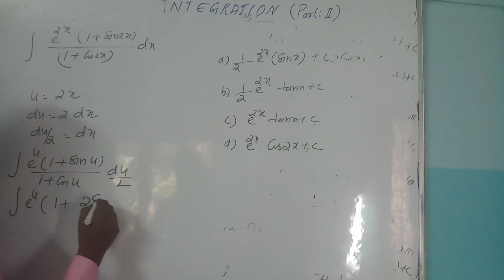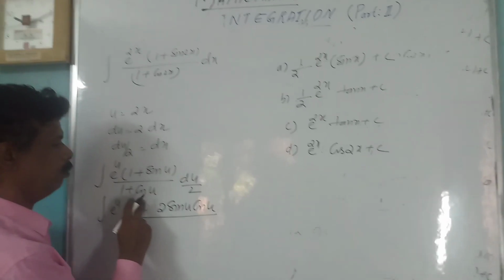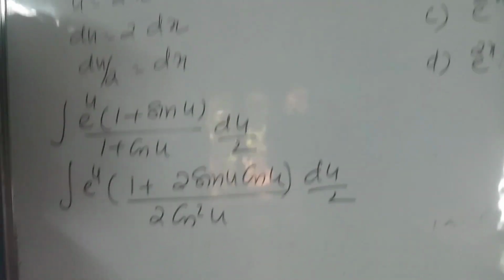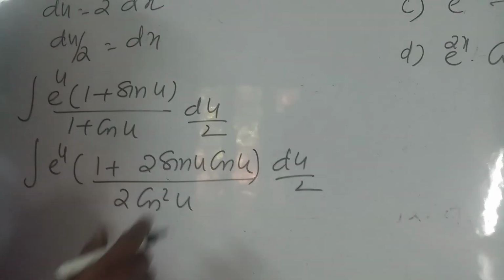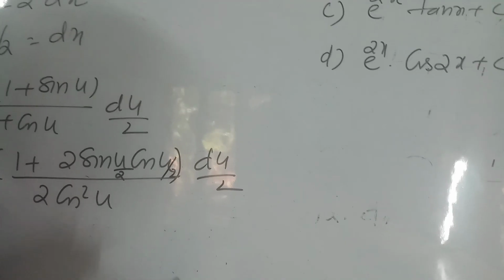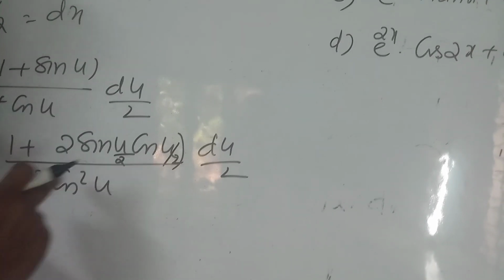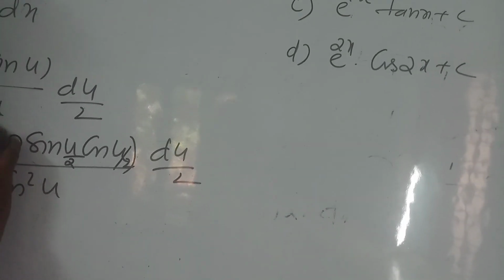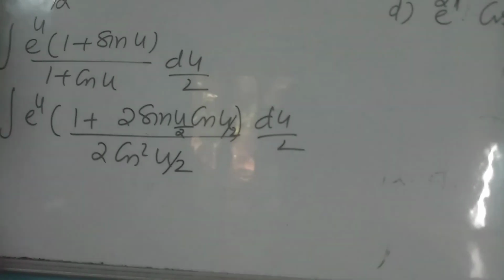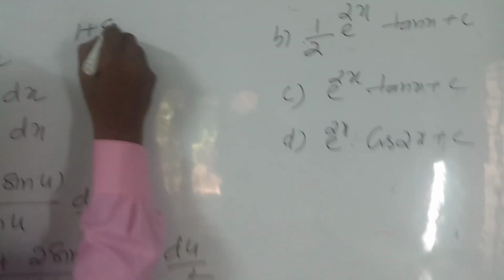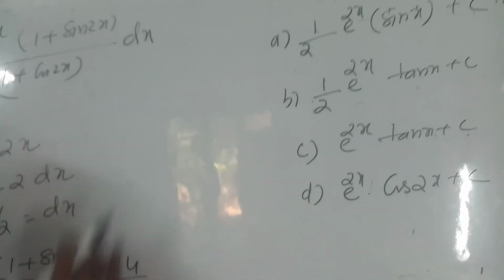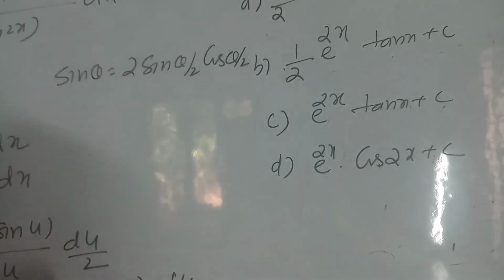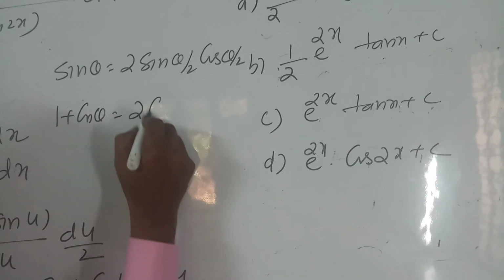Sin u means 2 sin u by 2 cos u by 2, since sin 2 theta means 2 sin theta cos theta. Similarly, 1 plus cos u means 2 cos square u by 2, since 1 plus cos 2 theta is 2 cos square theta. So e raised to u into 1 plus sin u, where sin u is 2 sin u by 2 cos u by 2, divided by 1 plus cos u, which is 2 cos square u by 2, into du by 2.